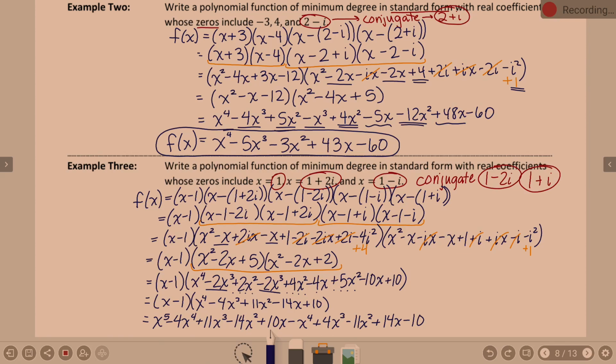And I'm going to finish writing this up real quick. x to the fifth minus 5x to the fourth. 11. Is it 15x cubed? Minus 14 minus 25x squared. Is it plus 24x? Plus 24x minus 10. Did anyone find any mistakes on me?